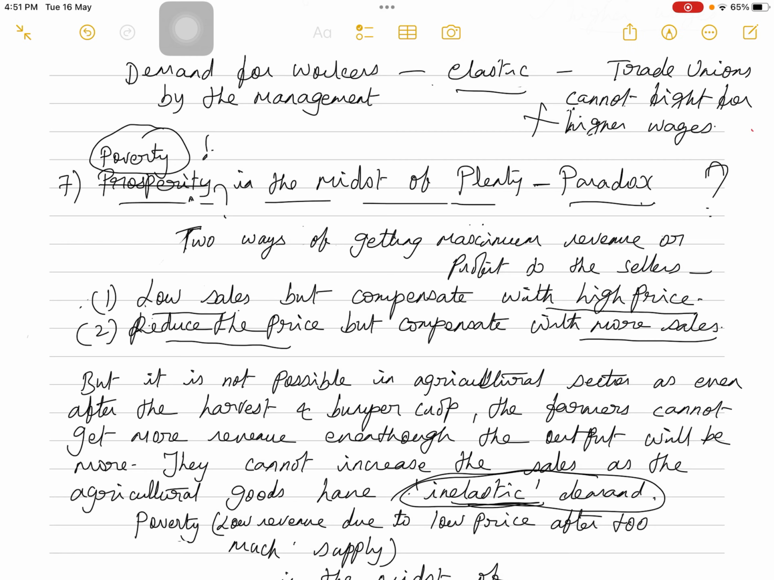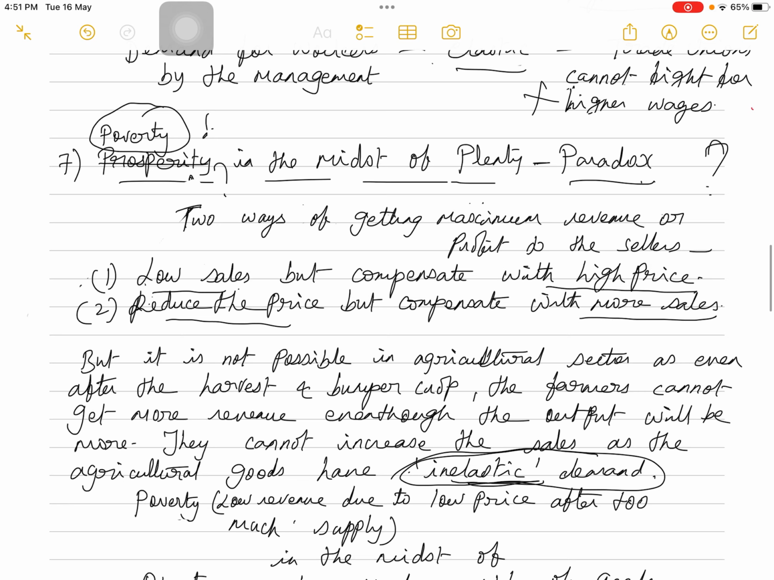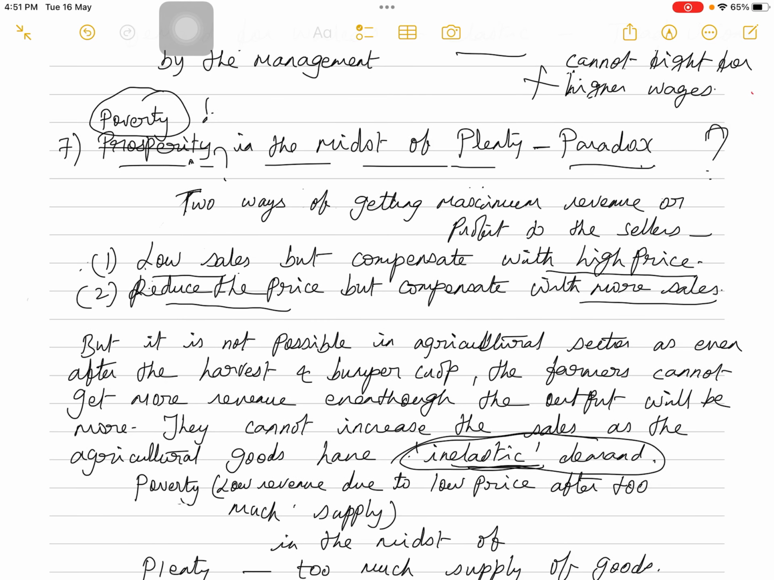It is a paradox. Okay, so there are two ways of getting maximum revenue or profit to the sellers. What are the two ways? Either the seller can charge a high price, but in that case the sales will be low. For all those commodities which have elastic demand, the seller can charge a higher price, but the low sales are compensated with the high price. Or otherwise, the seller can reduce the price but compensate with more sales.